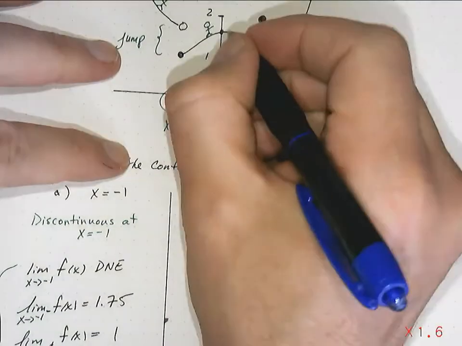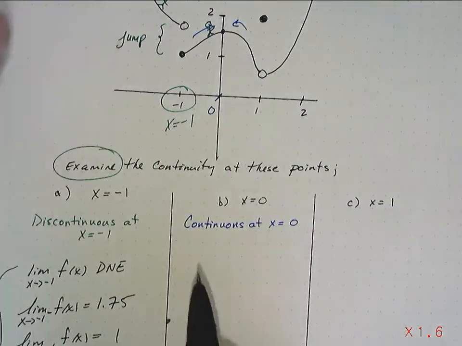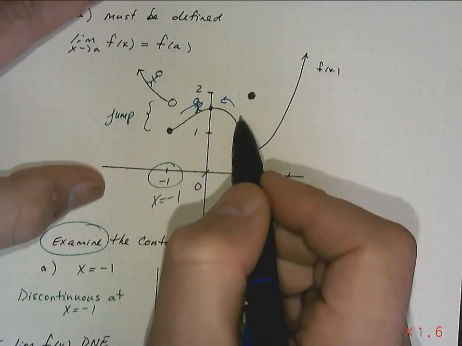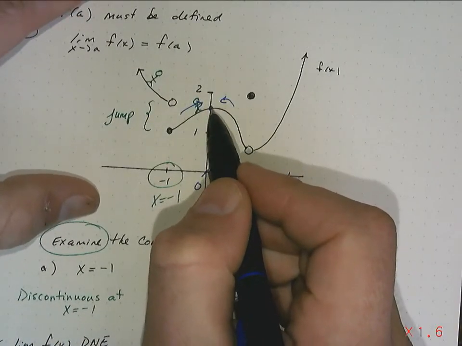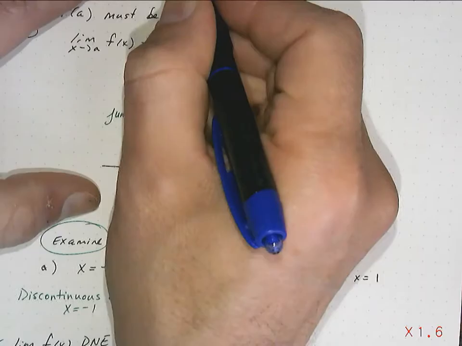Let's take a look. Does the left-hand limit and the right-hand limit exist? Well, yeah, it does. As I approach from the right, I'm approaching 1.5. As I approach from the left, I'm approaching 1.5. That's the same value.